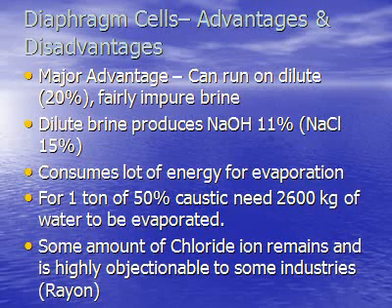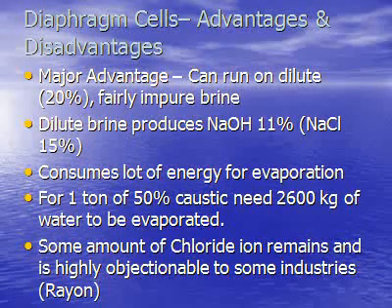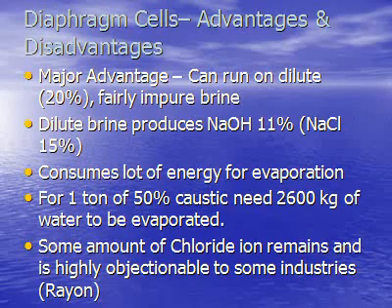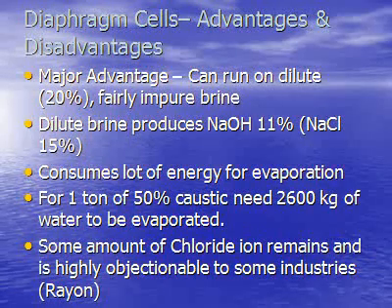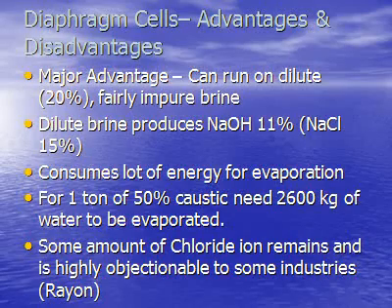Diaphragm cells have the following advantage. The major advantage is that they can run on dilute, fairly impure brine. Dilute brine produces caustic soda of 11%. A disadvantage of this process is that it consumes a lot of energy for evaporation. For 1 ton of 50% caustic soda, 2600 kg of water needs to be evaporated. Some chloride ion remains and is highly objectionable to some industries.